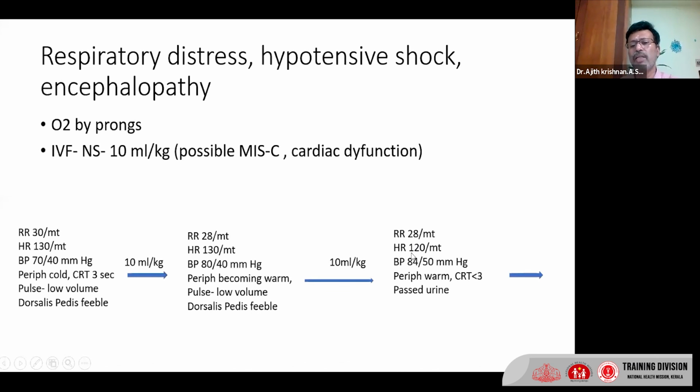That is also very important. The heart rate coming down is also very important. Respiratory rate coming down, heart rate also coming down, BP is picking up, periphery has become warm, capillary refill time has improved, and the child passed urine.